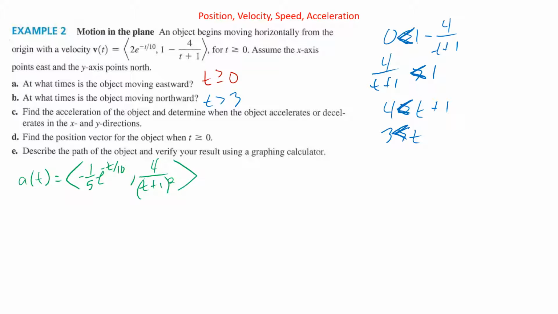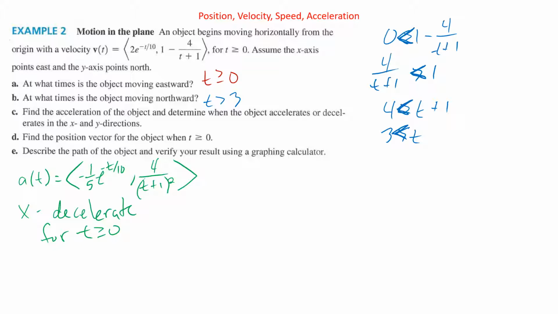And so now we need to see when the object is accelerating or decelerating in the x and y directions. So in the x direction, we know that e to the power is going to be positive. We multiply by 1/5, it's going to be positive. Hit that negative in front, it's going to be negative. So this will decelerate. So the x direction will decelerate for t greater than or equal to 0.